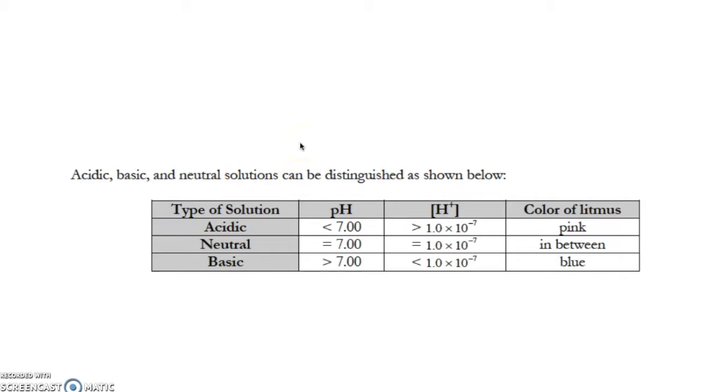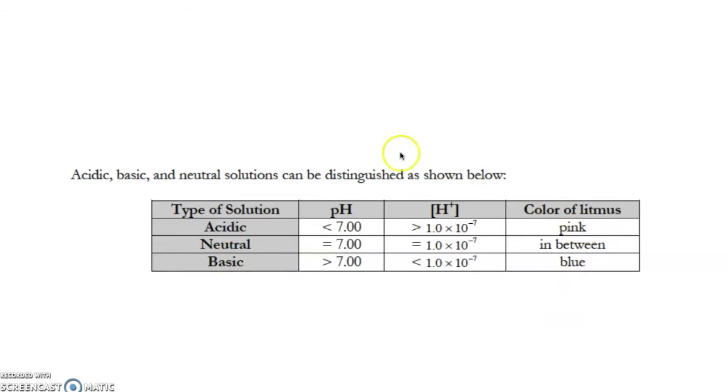So is something acidic, basic, or neutral? Here's how we know. We look at the pH. If the pH is less than 7, then it is acidic. If the pH is greater than 7, it's basic. And if it's exactly 7, it's neutral. And here are the hydrogen ion concentrations. If we take base 10 to the negative 7, we get 1 times 10 to the negative 7. If the hydrogen ion concentration is greater than this, then it's acidic. If it's equal to this, it's neutral, and if it's less than this, it's basic.